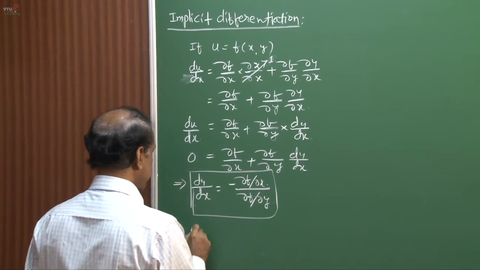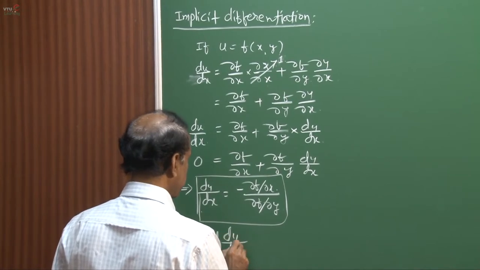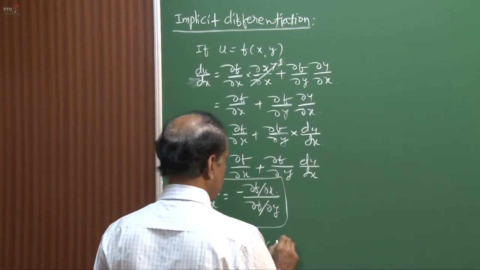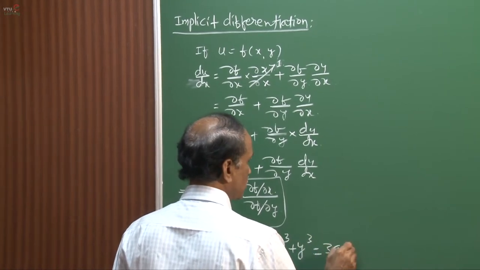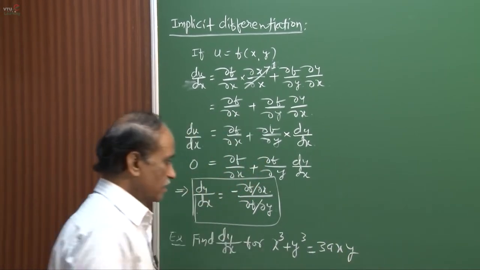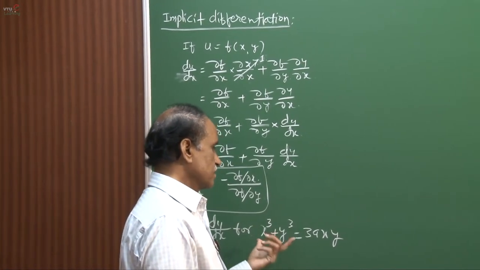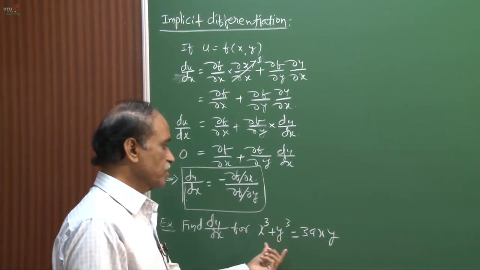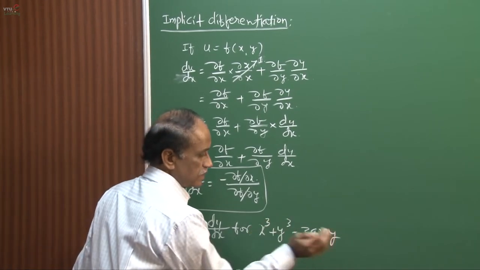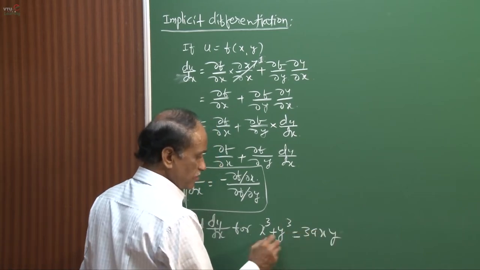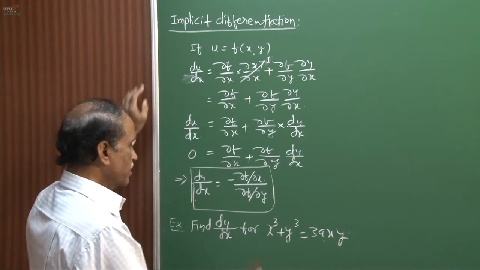Example: find dy by dx for x cube plus y cube is equal to 3a xy. Any example you can take. Here this function is explained in terms of the same variables; x and y are there on the left side, and on the right side also x and y are there.